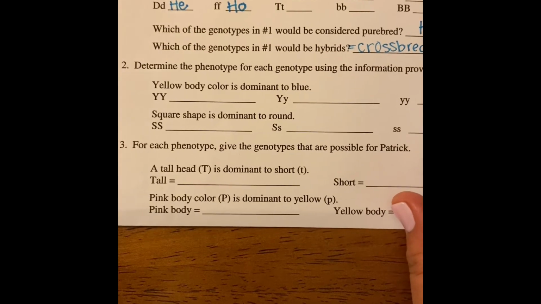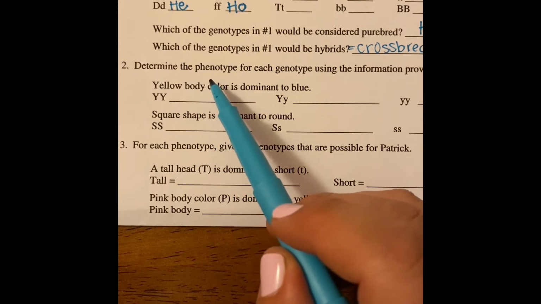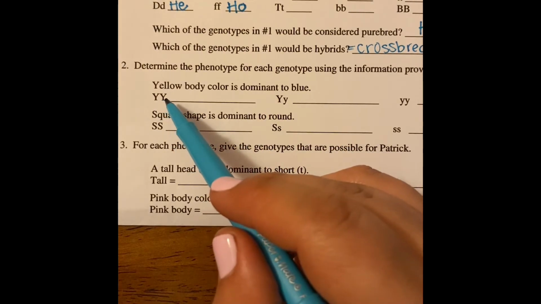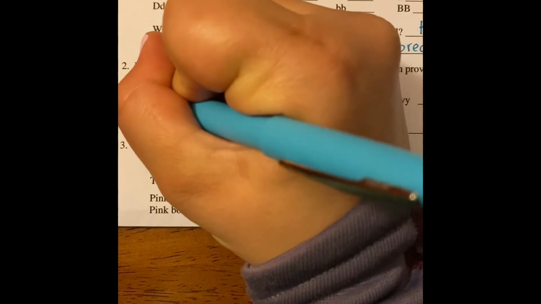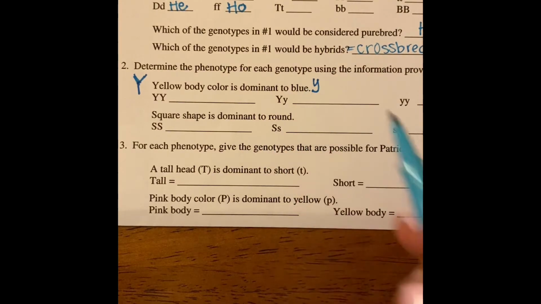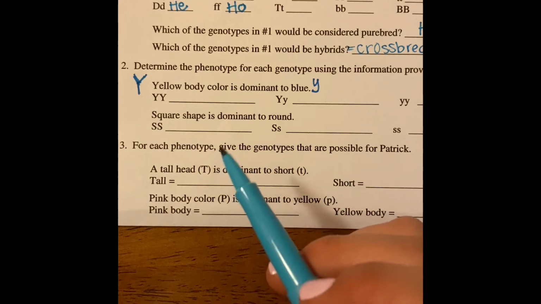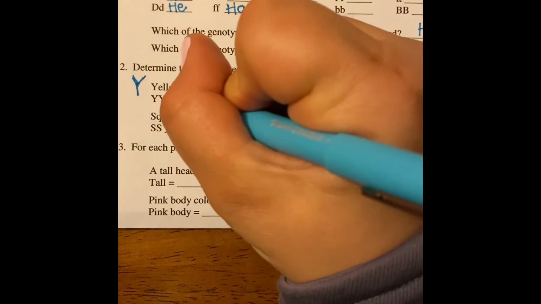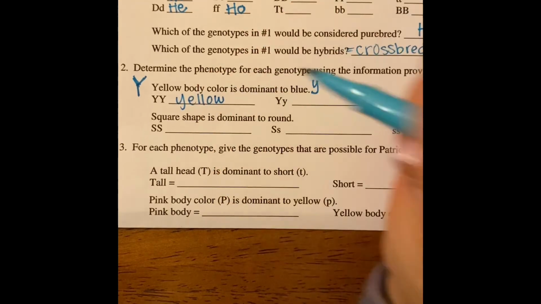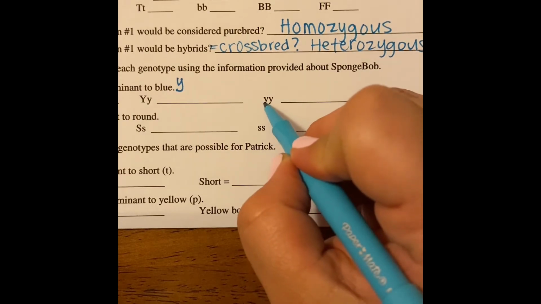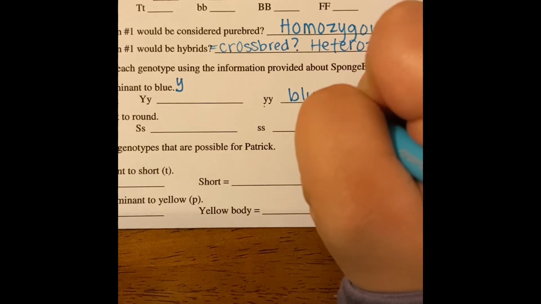The next thing it wants us to do is determine the phenotype, or what we are going to see as a result of their genetics. So yellow body color is dominant. That means that it must be our uppercase letter. So we're going to use a big Y for yellow and a little y for blue, because the recessive trait always has the lowercase letters. So when we look at the possible pairings, big Y, we have a yellow allele and a yellow allele. That must mean we are going to see yellow body color. The opposite is true. Two little letters, a blue allele and a blue allele, we must see a blue body color.